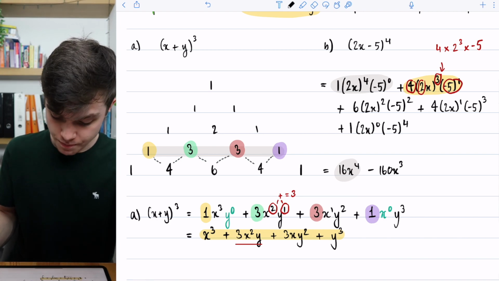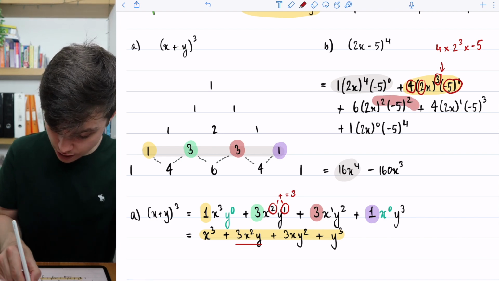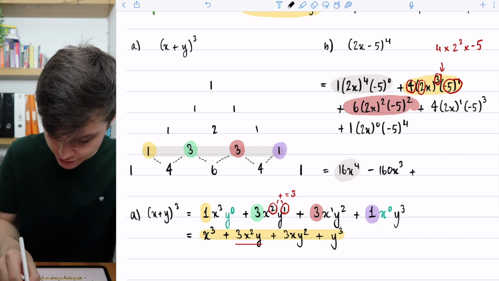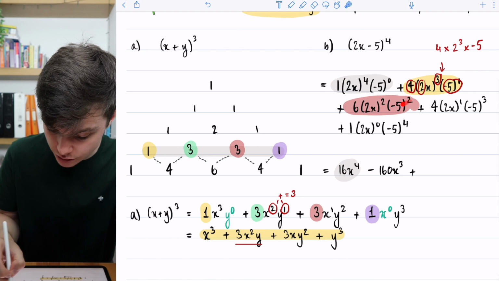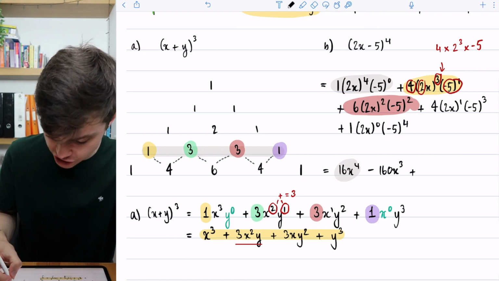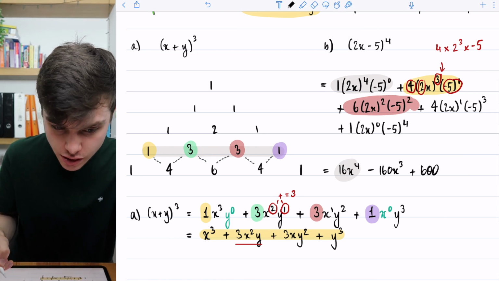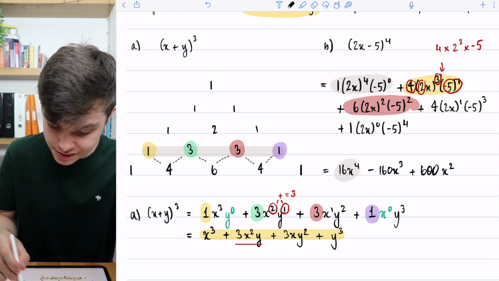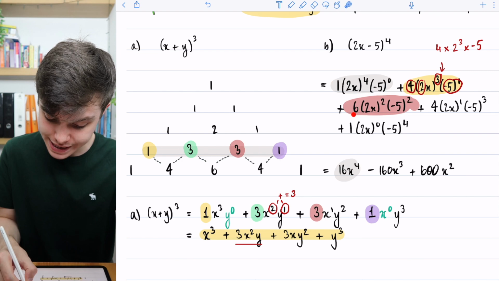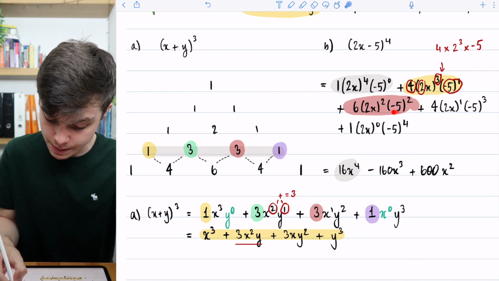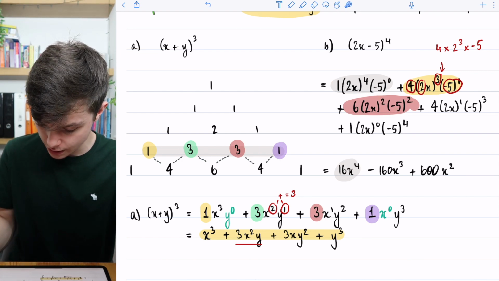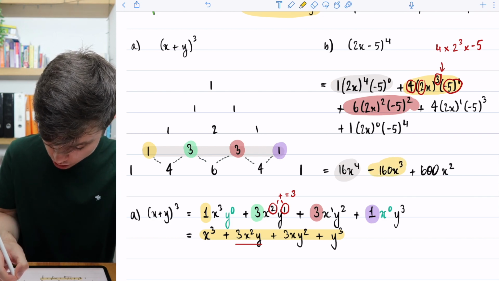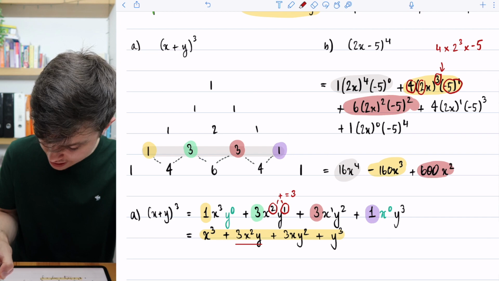Okay, the third term, if you do it here, we'll highlight it in red, is going to give you a positive because we have the negative squared, so that's going to be positive, and the coefficient is going to be 600, and we're just going to have x squared. And that 600 comes from a 6 times a 2 squared times a minus 5 squared. That's my third term. And we'll highlight that in yellow for the second one, and the third one is that.